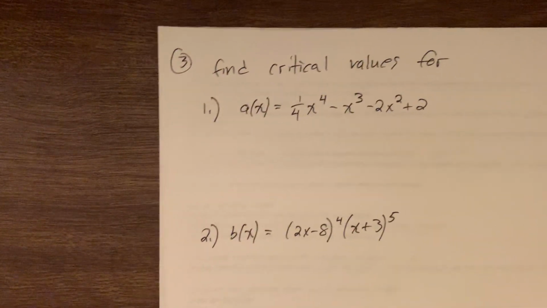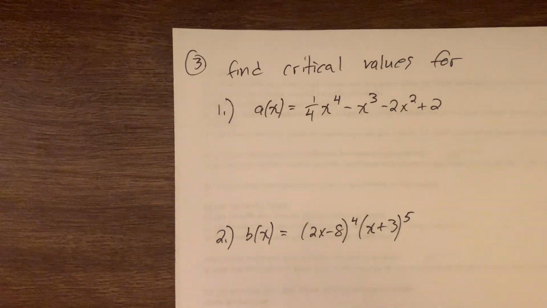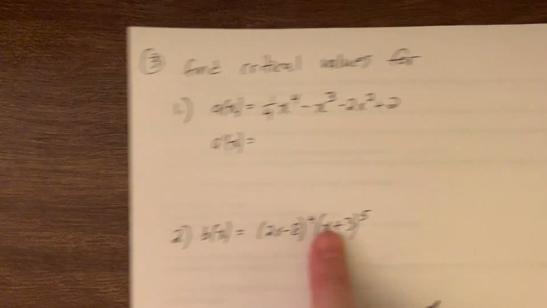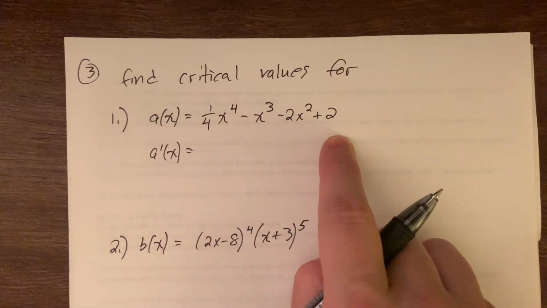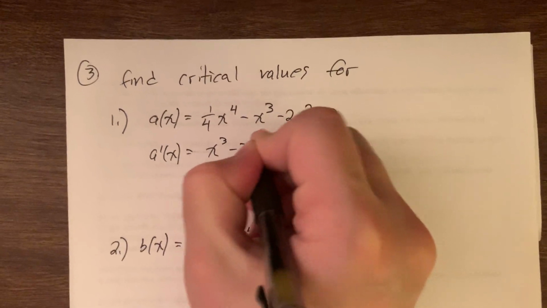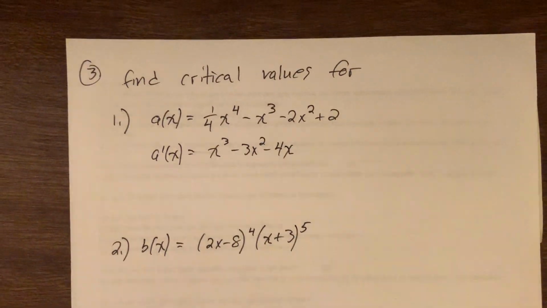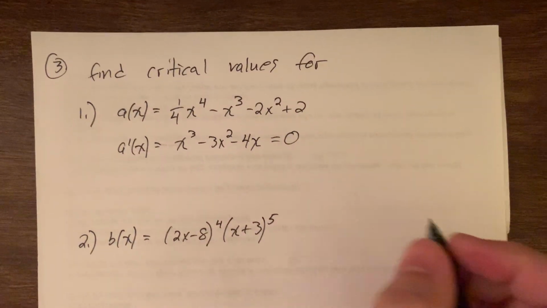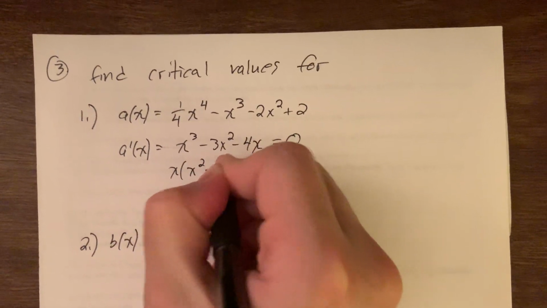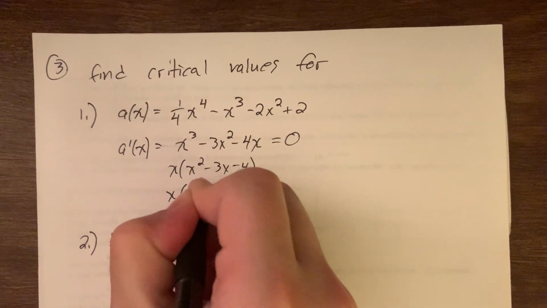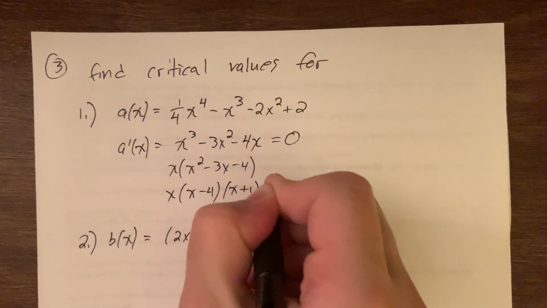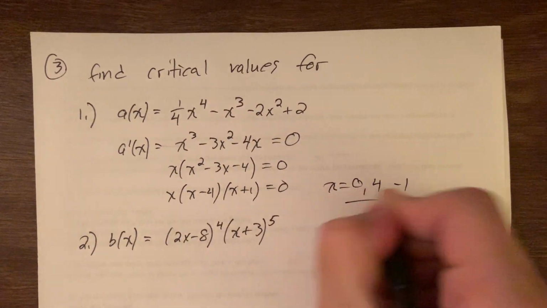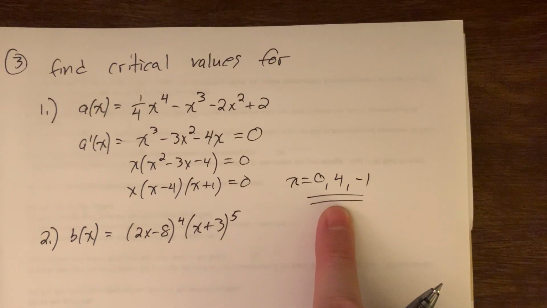So finding critical values, where the derivative is 0 or undefined. So taking the derivative, I've got 4 problems here, just going to go one at a time. This first one, again, nice easy function. So my derivative, nothing too fancy. Right, just some nice simple power rule separated by addition, subtraction, setting it equal to 0. I get a little factoring. Can factor some more. And this one ends up with 3 critical values.